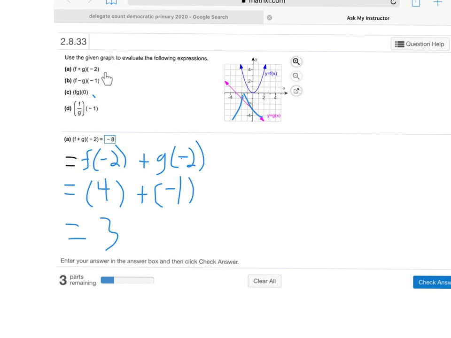Next one, instead of x being negative 2, you'd be looking at negative 1 here, which is right beside negative 2, and then 0, which would be here, and then negative 1 again, dividing instead of subtracting.